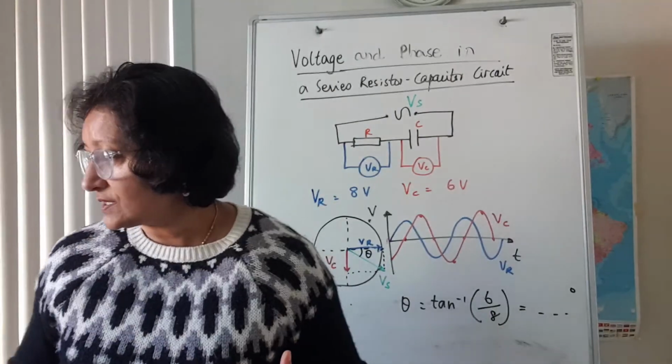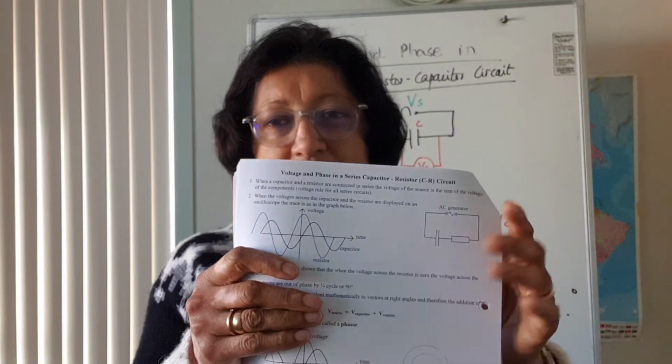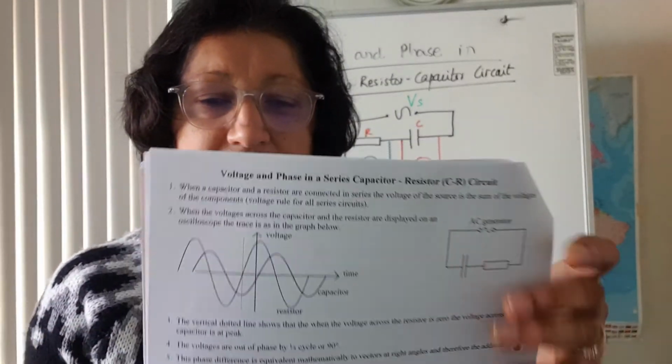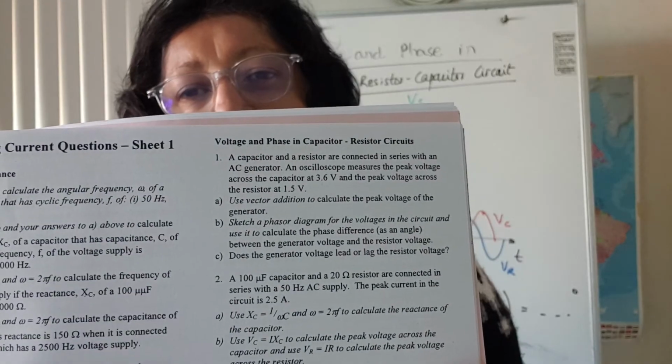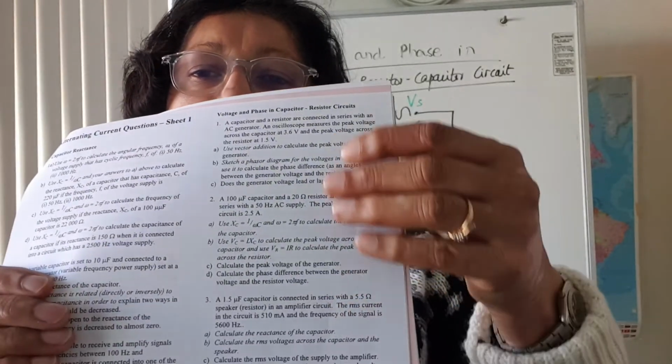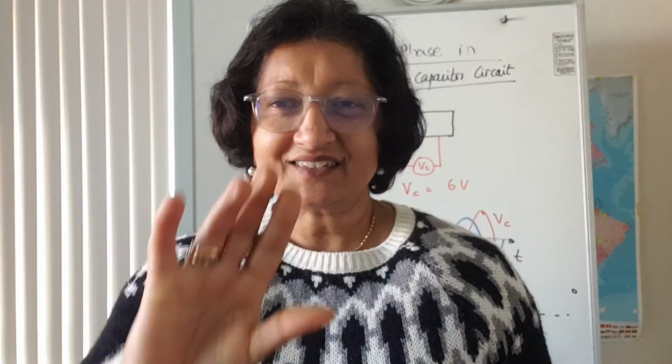Once you've understood this, you're meant to read through this page, which is what I've just explained, and then there are some questions on voltage and phase in a capacitor resistor circuit. There are 3 questions, so work your way through those. Okay, bye for now.